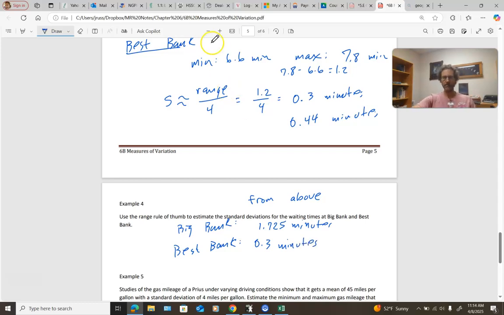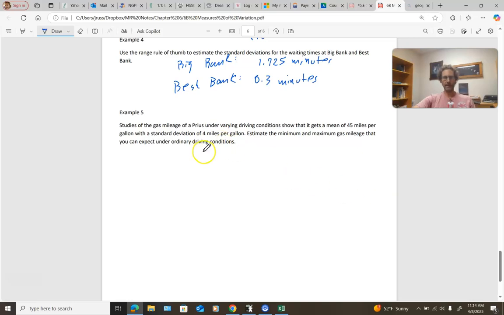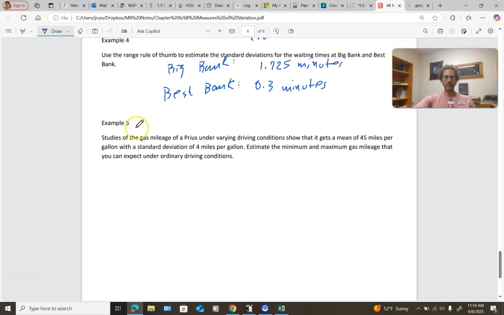All right, so let's try to tackle this last one. Example 5 says studies of the gas mileage of a Prius. A Prius is just a hybrid vehicle that Toyota makes. Under varying driving conditions, it gets a mean of 45 miles per gallon. So this is the average, with a standard deviation of 4 miles per gallon. So they're giving us this information right here.